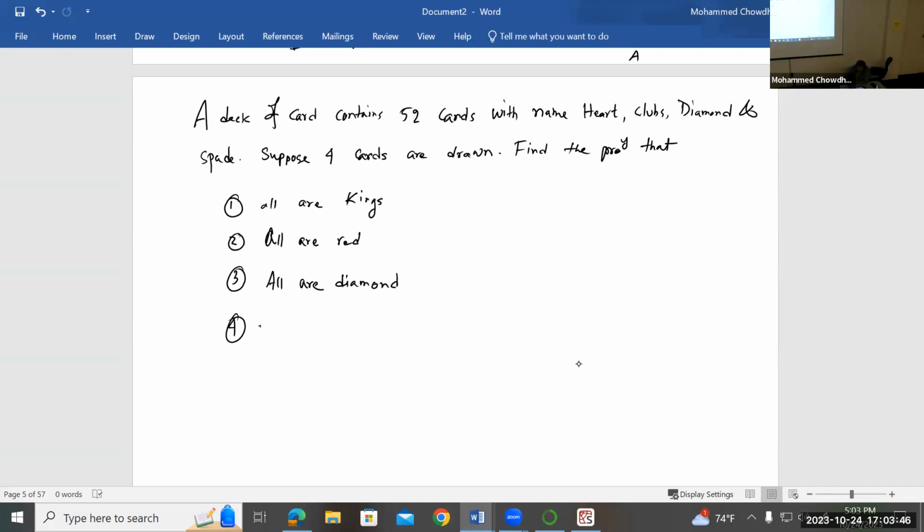1 from each type. 4 types of card. 4 types, 1 from each. 2 from red, 2 from black.